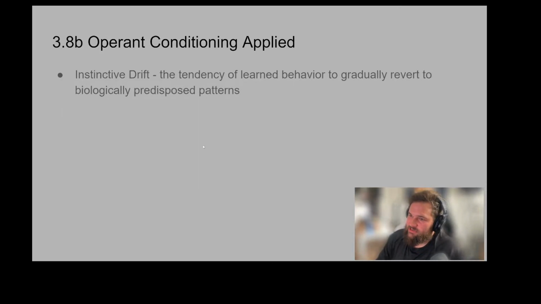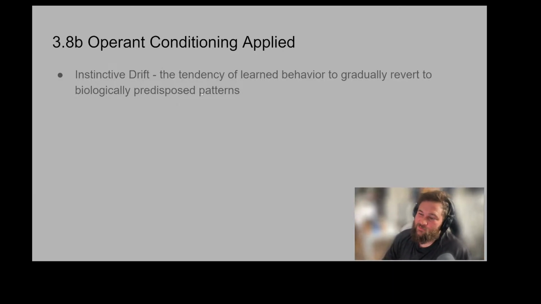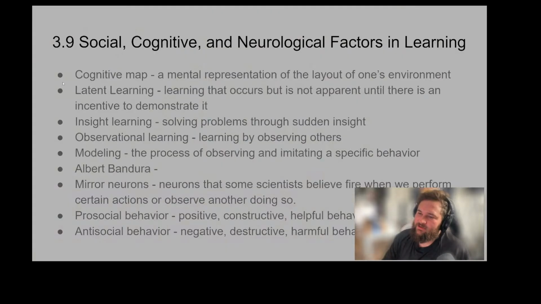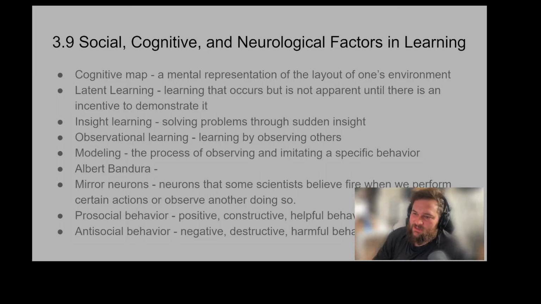Punishment decreases the behavior. Instinctive drift is the tendency of learned behavior to gradually revert to biologically predisposed patterns. Cognitive map is your map of your surroundings. Like, you can picture yourself walking through the school. That's a cognitive map or a mental map. Latent learning is learning that you might not know you've learned until you have to show it. Insight learning is solving problems through sudden insight.